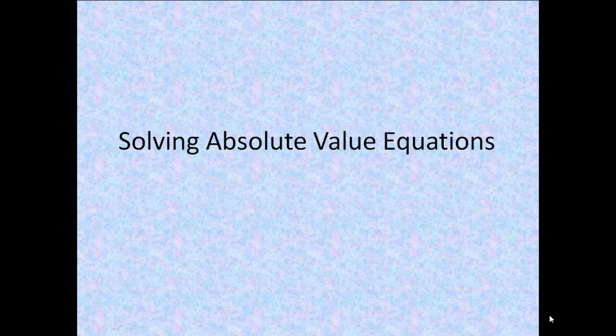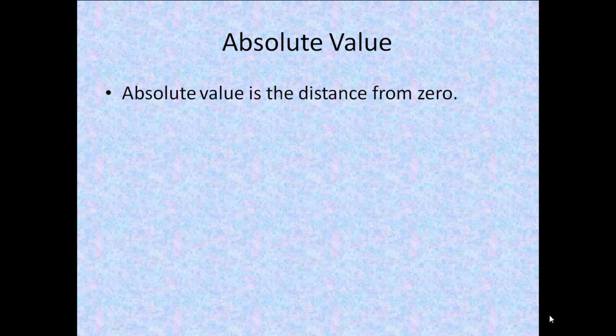We're going to look at how to solve absolute value equations. First thing to understand is that absolute value is a distance from 0. So if you have your number line here, and I pick the number 3, and I ask you how far away from 0 is 3, well, it's 3 units. So the absolute value of 3 would just be 3.